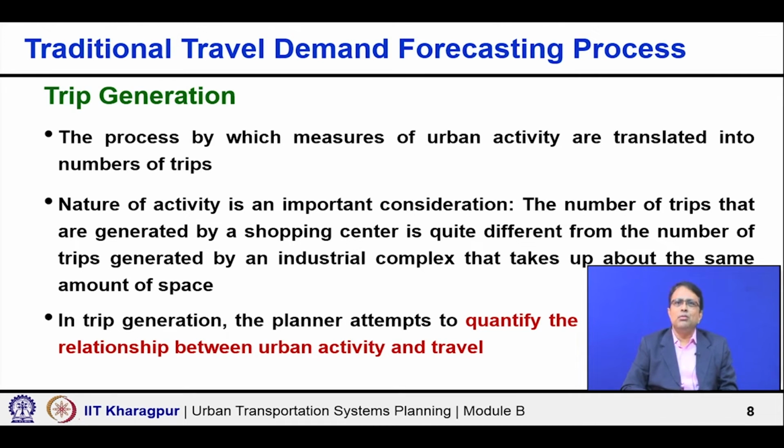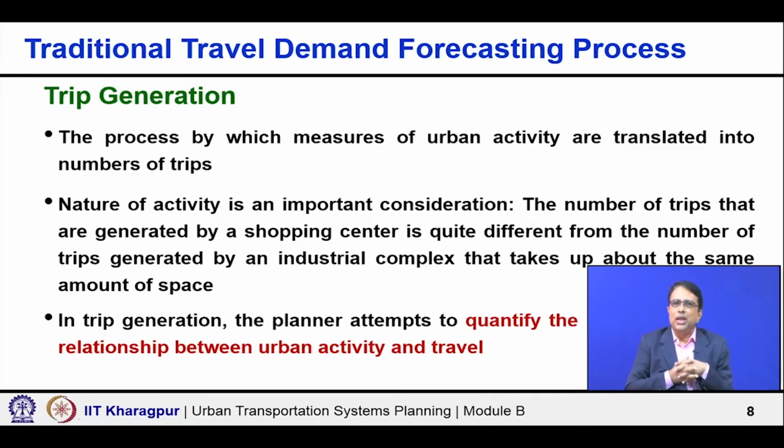Even within industry, consider a manufacturing industry and an IT industry, for example. For the same area of the industry, the number of people who are likely to be employed will be entirely different. So, the nature of activities is also very important. So, in trip generation, the planner attempts to quantify actually what is the relation between urban activity and travel.